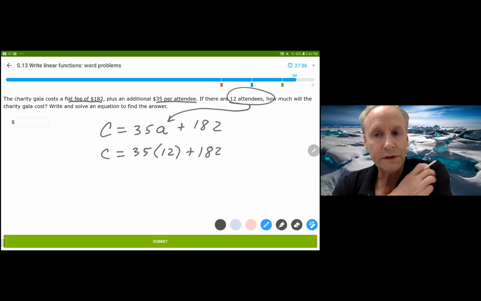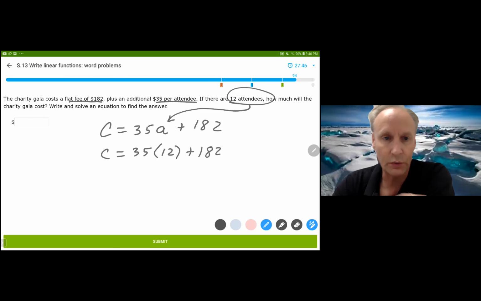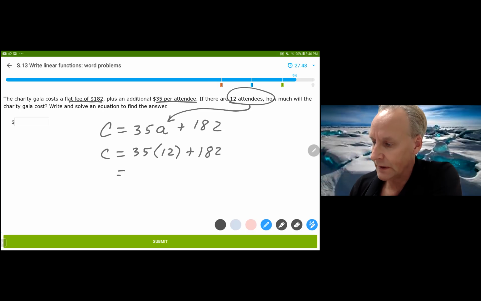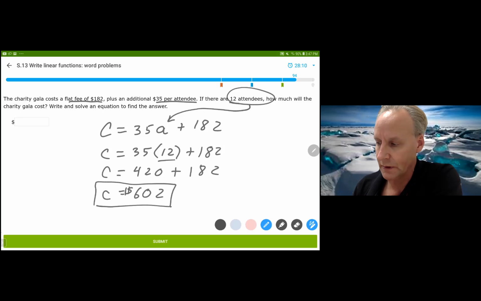One of the reasons we don't want to use X and Y is because X and Y are kind of meaningless. The C and the A actually mean something, and it makes it a lot easier to work with. So 35 times 12 is the same as 70 times 6, which is 420, plus 182. I used a little trick called double and half, and that's going to be 602. And that is how much it's going to cost for 12 people to go.